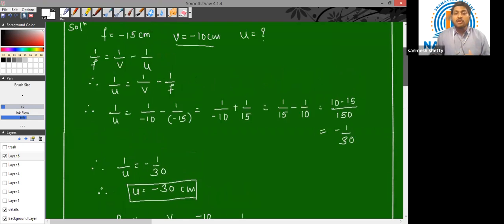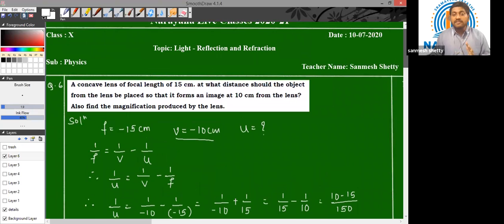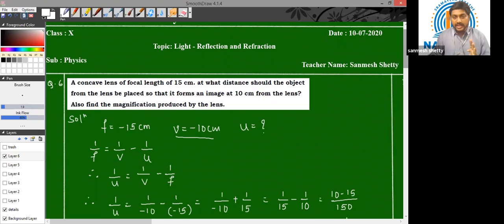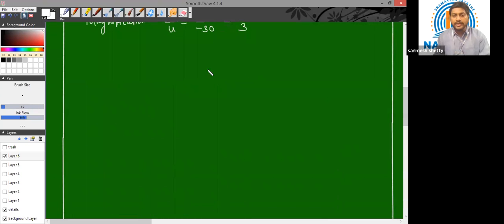And we know that for a concave lens, no matter where you keep your object, the image will be formed on the same side. It will always be a virtual image, it will always be an erect image, and it will always be a diminished image. This you can also prove using a simple ray diagram. Let us try to prove it. So for example, I have a concave lens here, let us say.